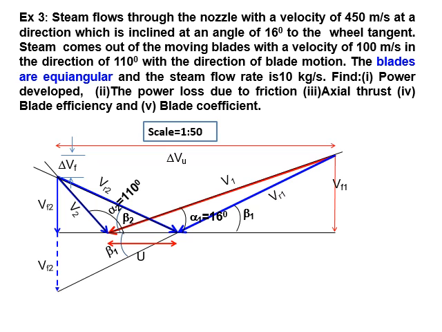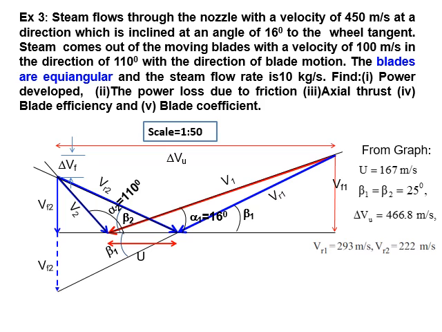So now this velocity triangle is completed, and later you have to calculate the required parameters from the given numerical. See, from the graph list out all the data values here. The U value is 167 meter per second, beta 1 is equal to beta 2, that is equal to 25 degrees, delta VU is equal to 466.8 meter per second, VR1 is equal to 293 meter per second, VR2 is equal to 222 meter per second.